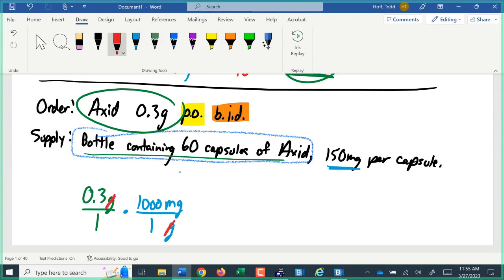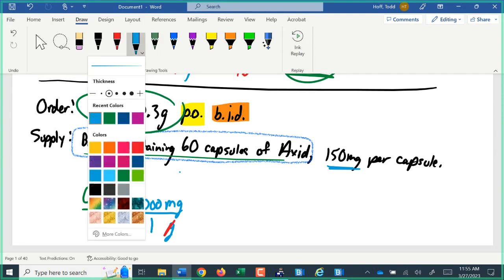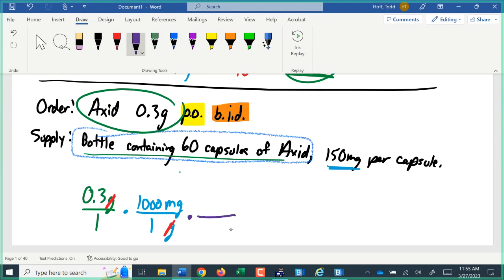Now the grams have canceled out. We are now currently in milligrams. Well, that is not what we want for our final answer. We have more work to do. So we're going to get rid of milligrams here by putting it on bottom so that cancels out. And then we see 150 milligrams per capsule.